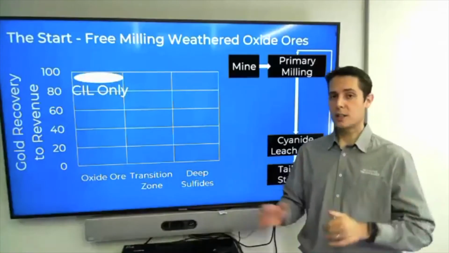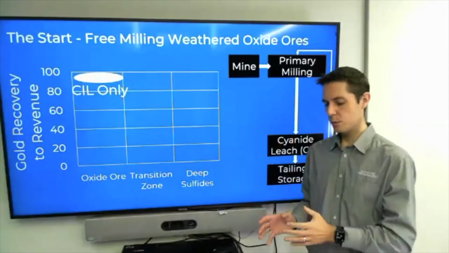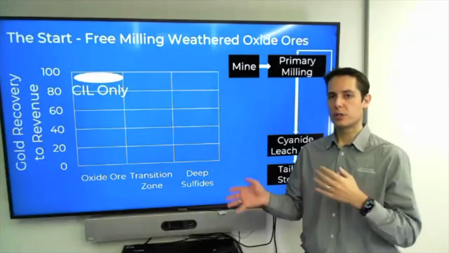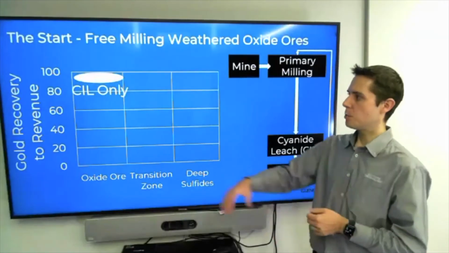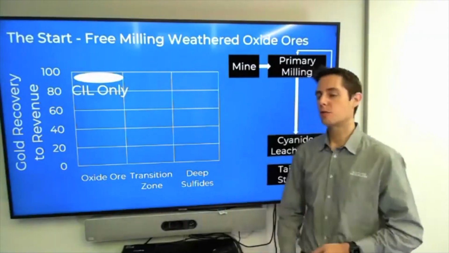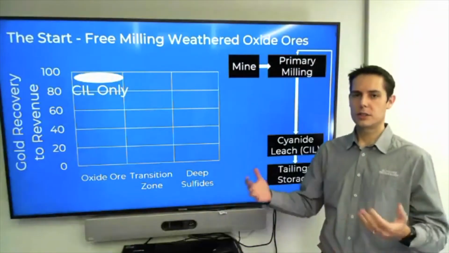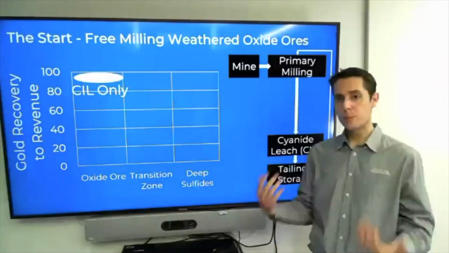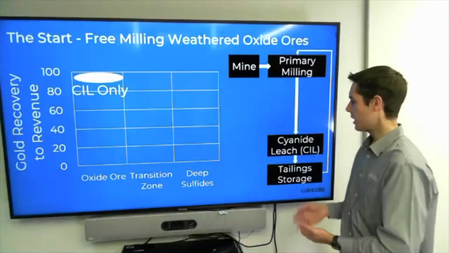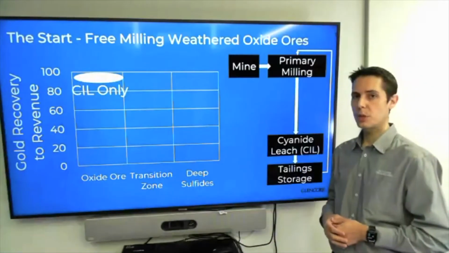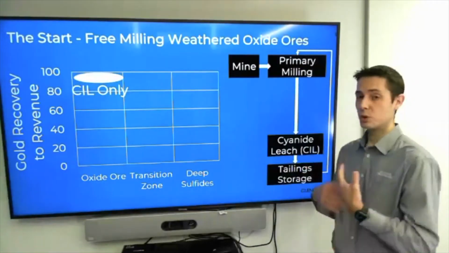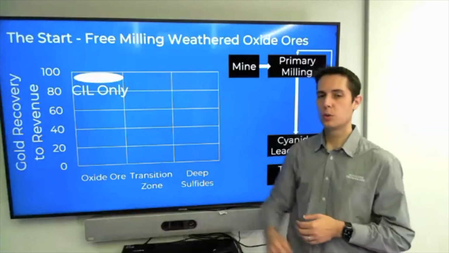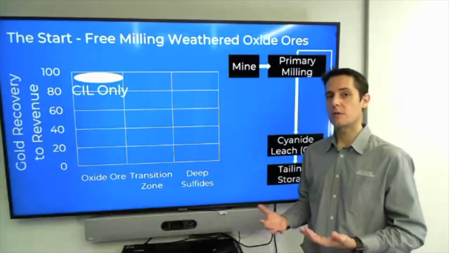So let's start back at the beginning. You've got your mine, you've developed it, you're accessing this free milling weathered oxide ore, and you're able to get your high recovery through your standard CIL circuit. So there we have our mine, which goes through typically a primary milling circuit. That then goes to our CIL plant, and then we are able to extract the gold from there, get the revenue that we need, and we'll be able to achieve this with very high recovery.